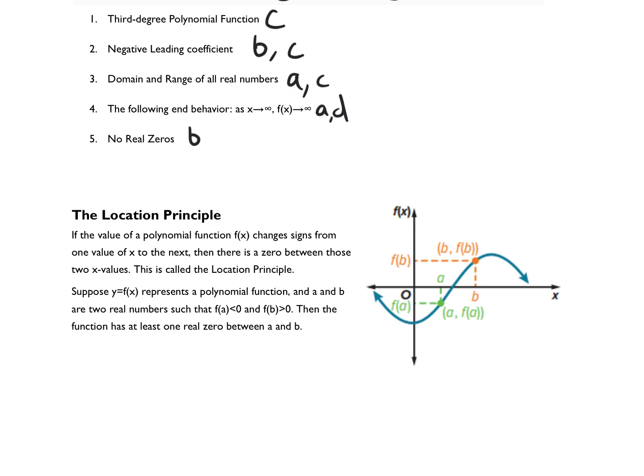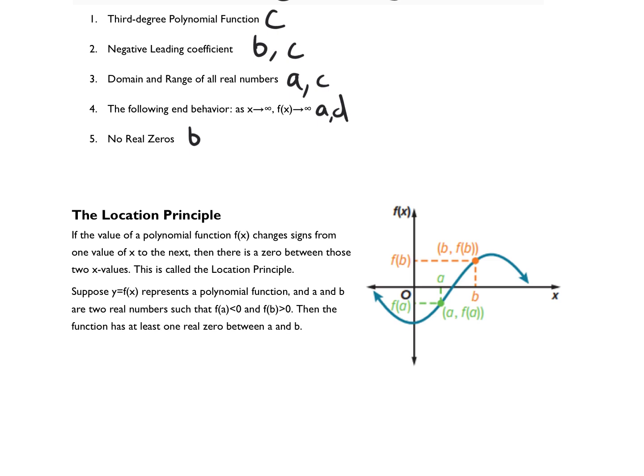Okay, so next we're going to look at what's called the location principle. The location principle says that if the value of a polynomial function, f of x, changes signs from one value of x to the next, then there is a zero between those two values. And that is the location principle.